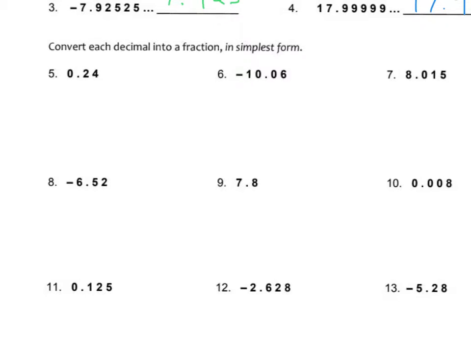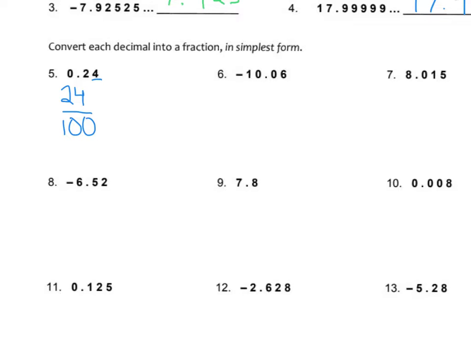Alright. Now I'm going to do number 5. So we have to check. We're converting decimals into fractions and then simplifying them. So the first thing we have to check is the last place value. So the 2 is in the tenths and the 4 is in the hundredths. So I'll make it over 100. Now what number goes on top in the numerator? It's not just 4. You need a 24.